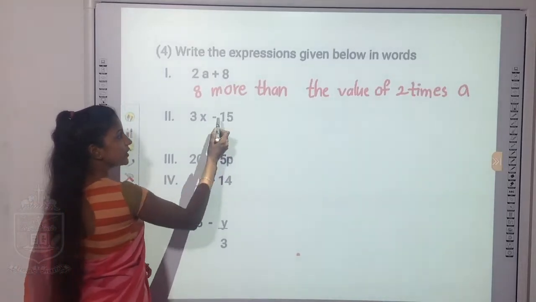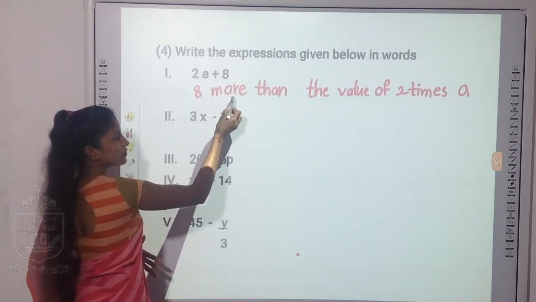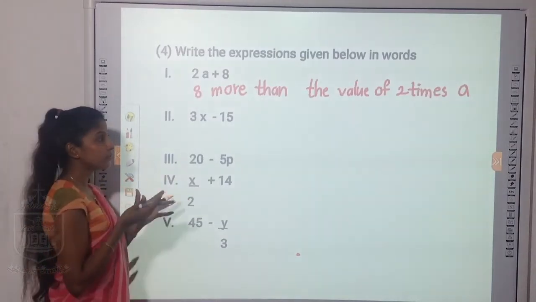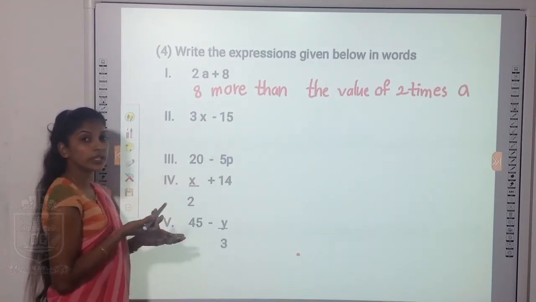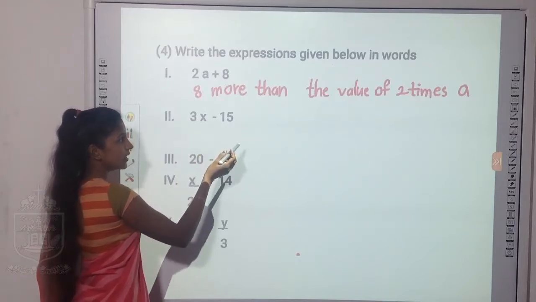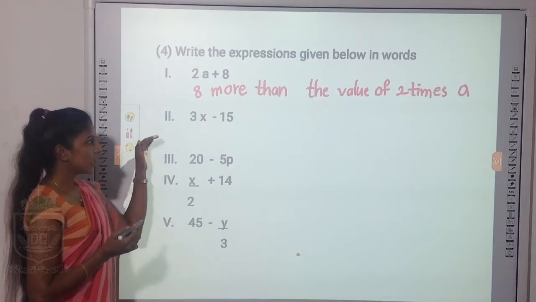Right? So this is 50 less. It's subtraction. It was addition here, so that's why I used the word more. Since it is subtraction, you can use 50 less than thrice of, or 3 times x, like that. Okay, 50 less than the value of 3 times x. Likewise, you all can write this in words.